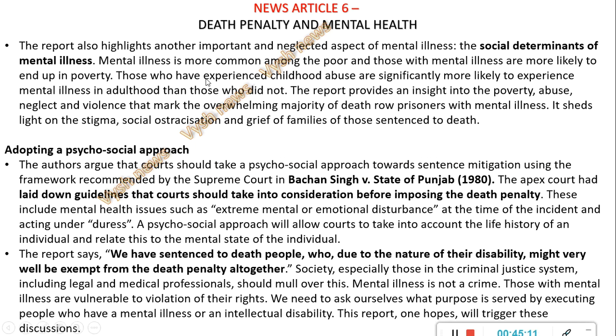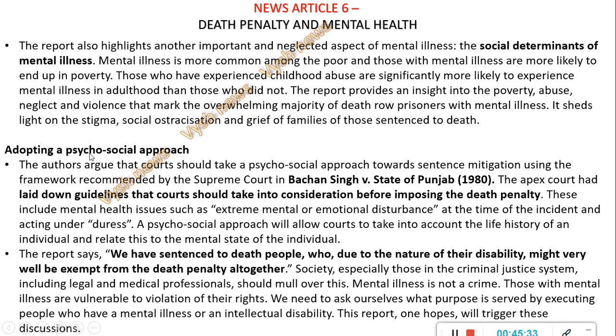Now again, the social determinants. They are saying who actually has mental issues: people who are poor, people who have seen abuse in their childhood, maybe something has happened to their family members, their house was burnt, something they saw in childhood. That is how mental diseases slowly develop in your body, and finally they are the ones who end up in poverty also. So they're just telling the social determinants of mental illness in this paragraph. Just pause and read again.